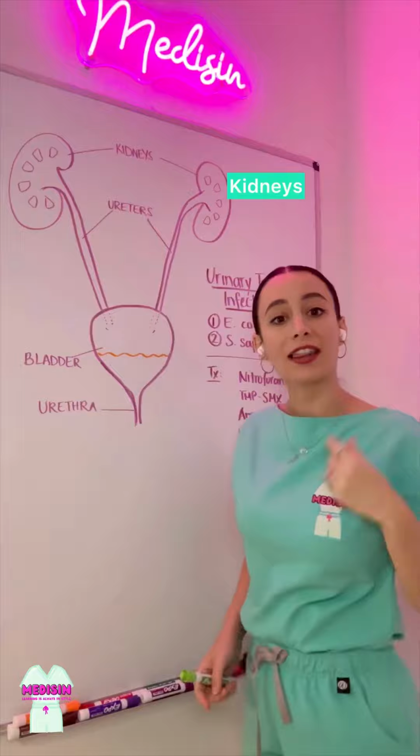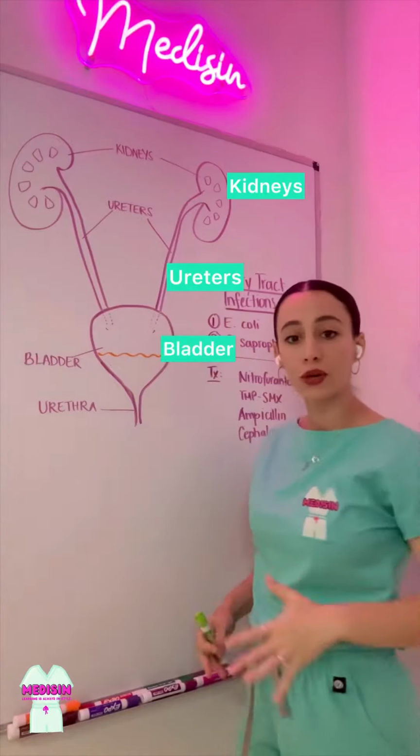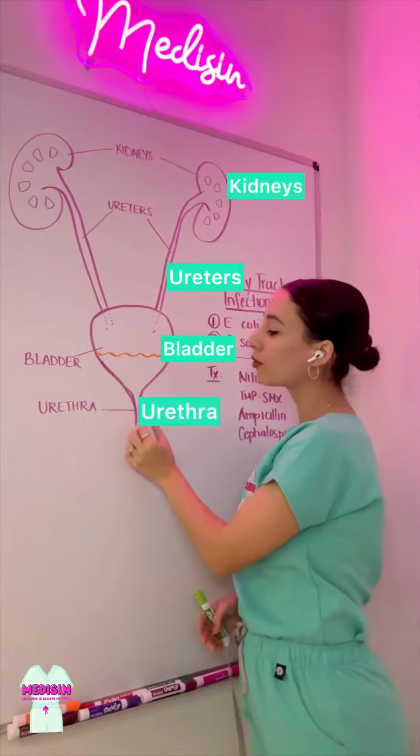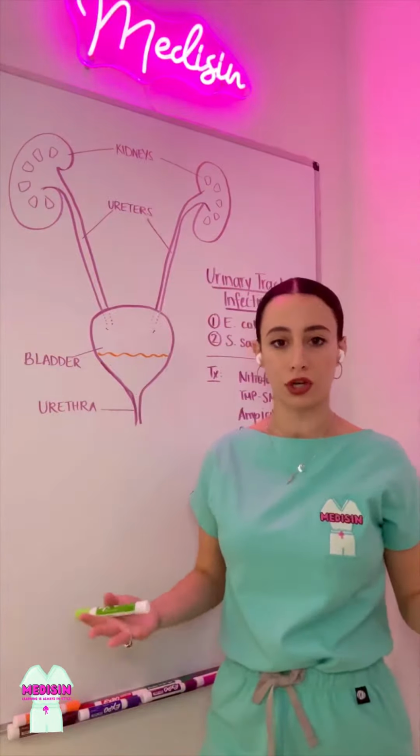Today's hot topic is urinary tract infections. These are infections that occur usually from bacterial overgrowth somewhere along the urinary tract, which includes the kidneys up in the back that create urine, ureters that carry that urine down into the bladder, which is in the pelvis, and then the urethra, which actually carries the urine from the bladder to the outside world when you choose to urinate.